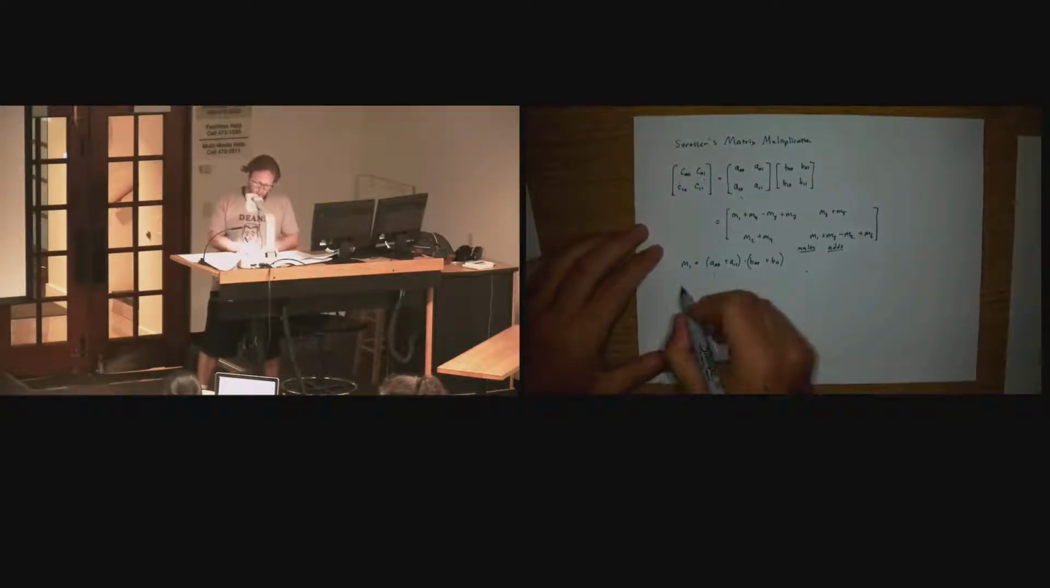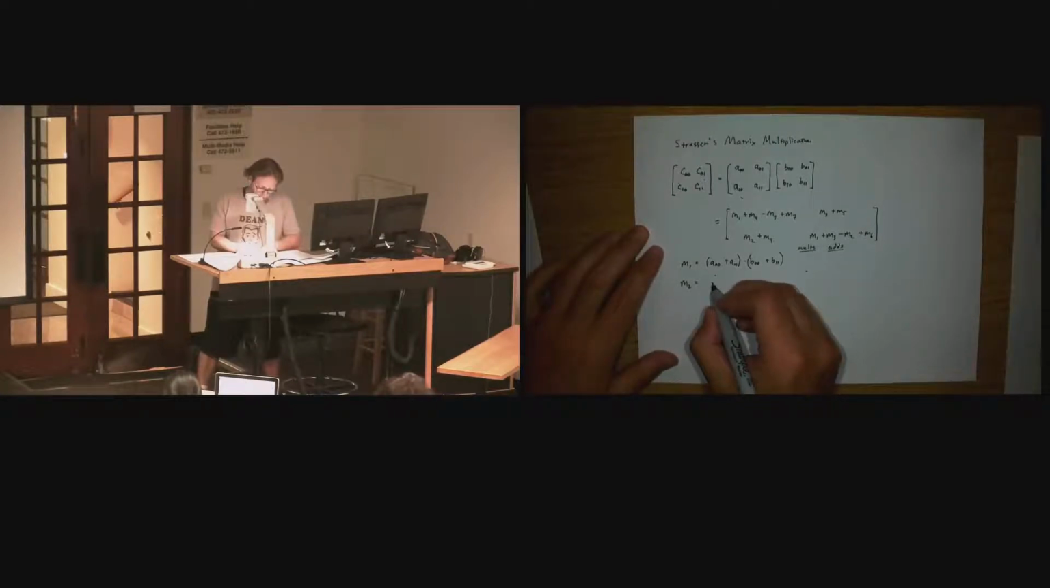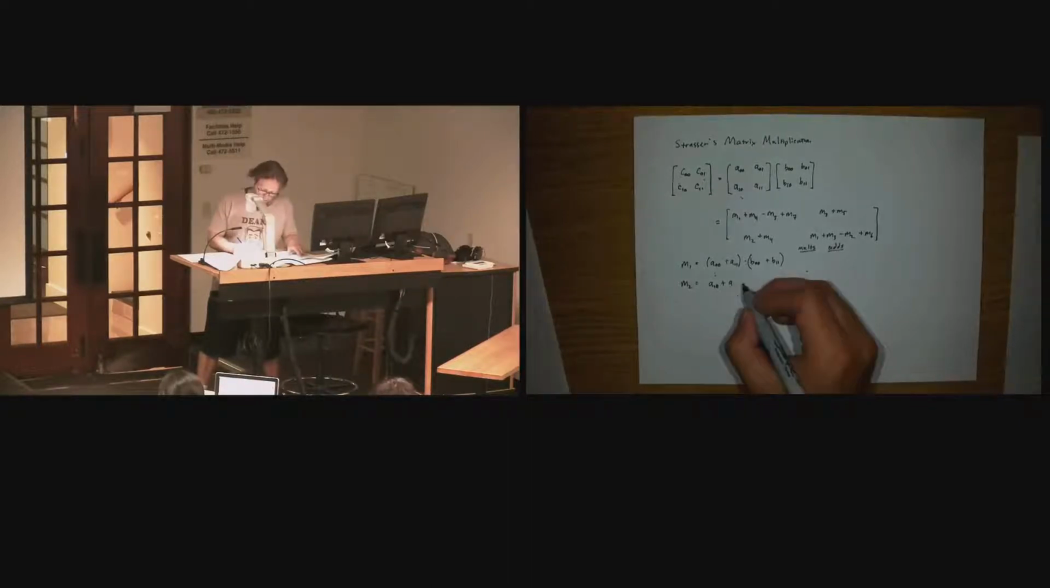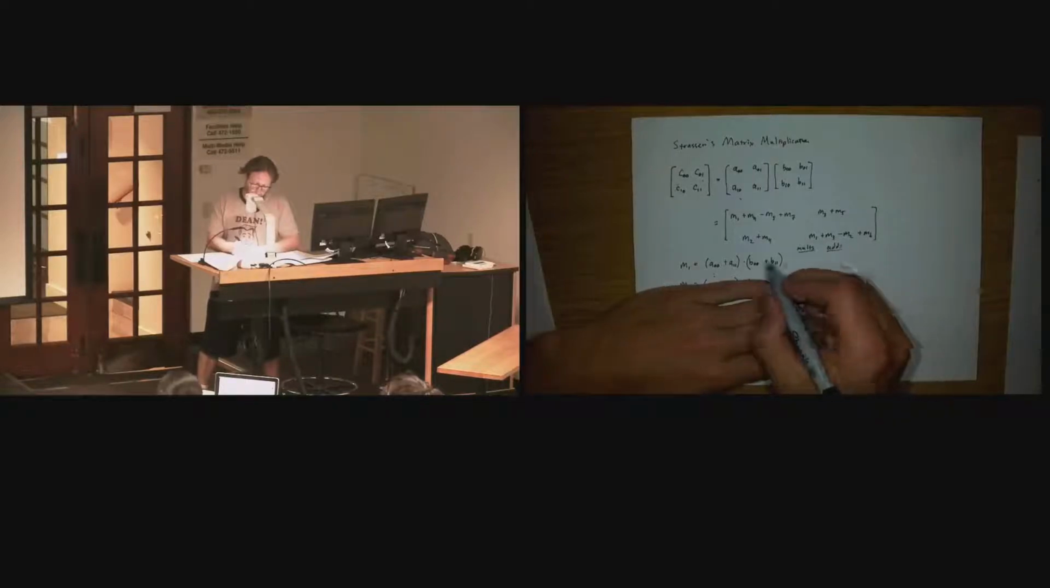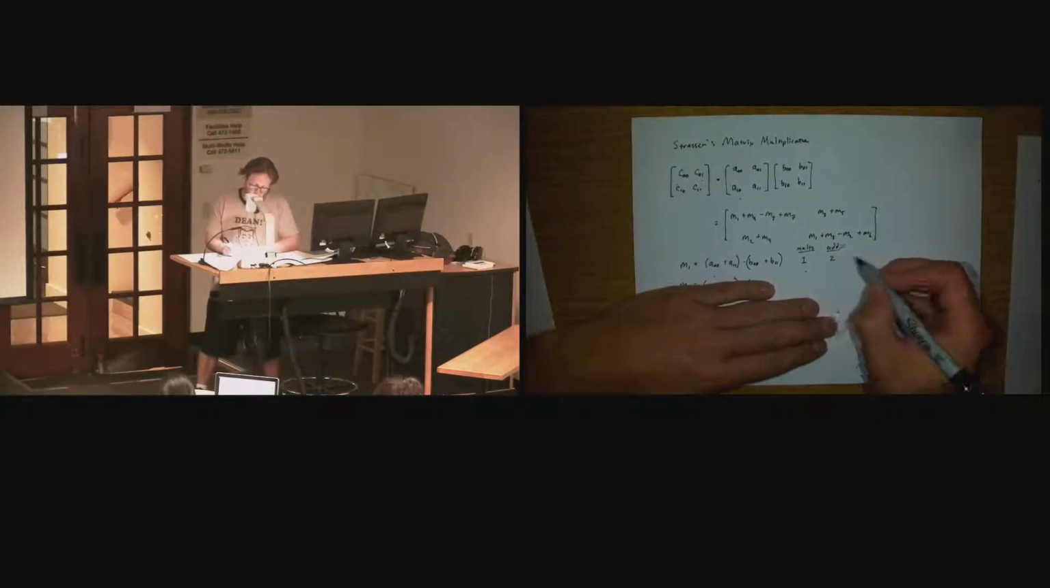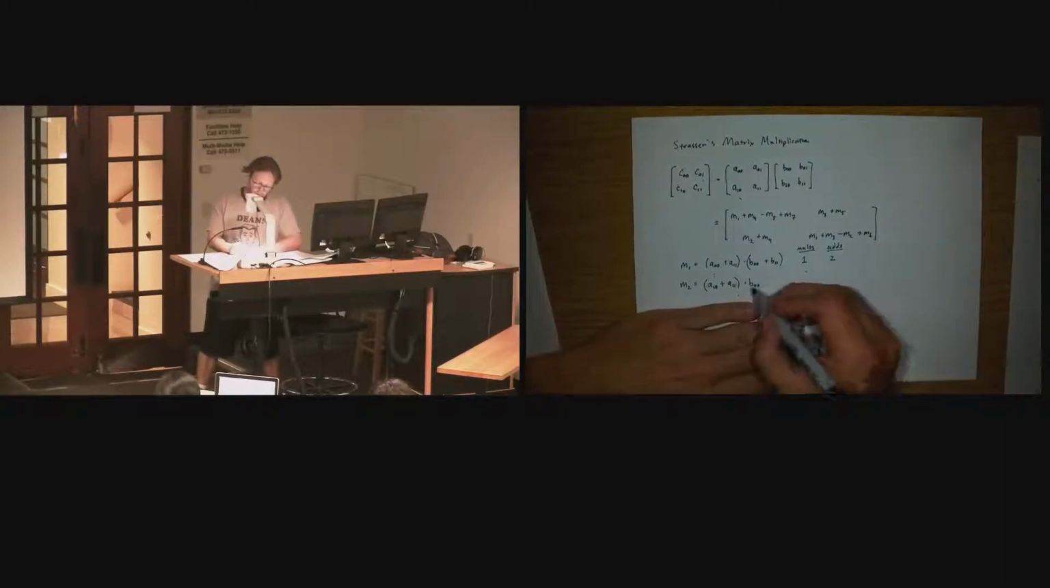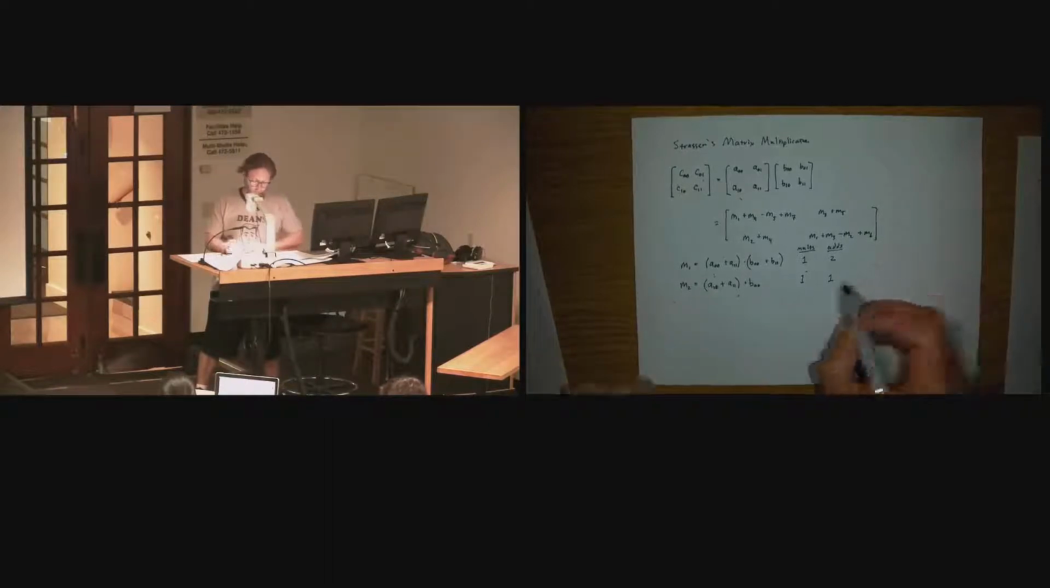Okay? So M2 is going to be A11 plus A10 times B00. So, oops, I forgot to do it. There's only one multiplication here, and there's 2 additions over here. Okay? On this one, there's 1 multiplication and 1 addition.